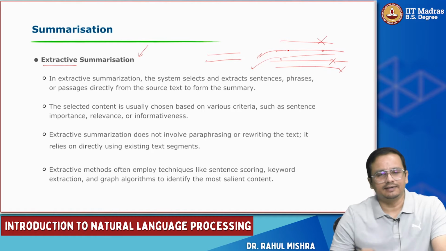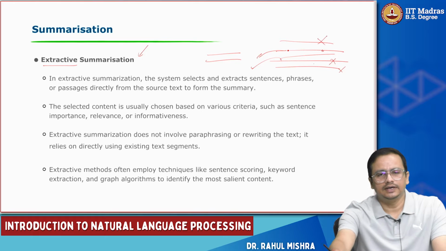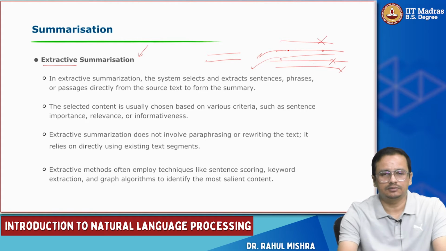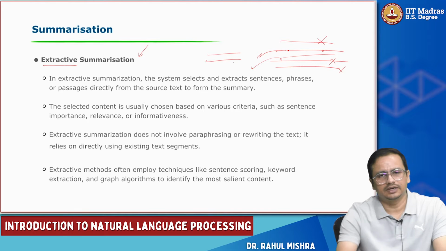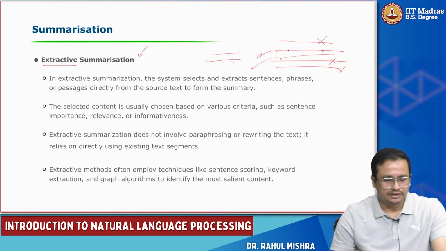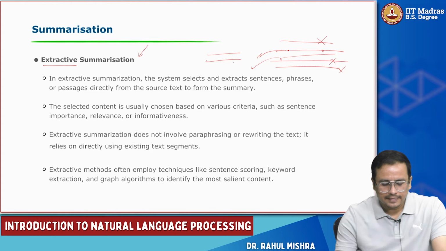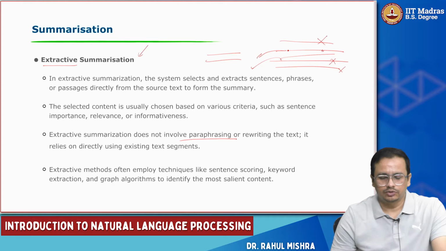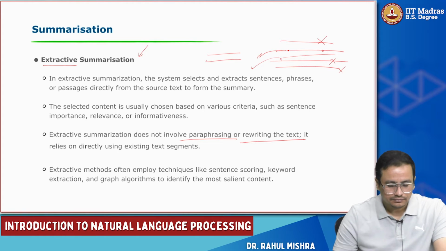So I'm not generating any new sentence, but I'm just utilizing the already given sentences, discarding some of them because those are not relevant, let's say, for summarization. We are just selecting a few sentences, and we are treating that as a summary, right? So this is extractive summarization. And it doesn't involve any kind of paraphrasing. You will copy the same sentences verbatim from the source, right?